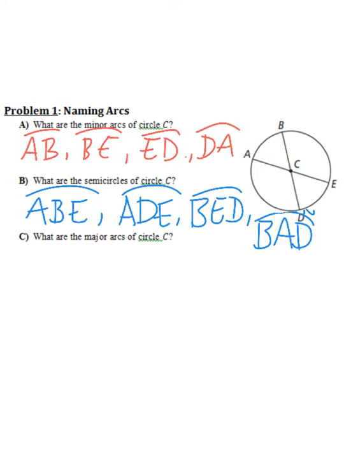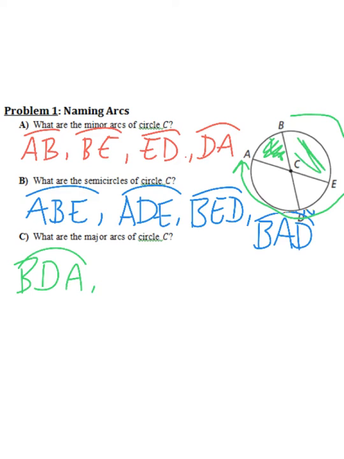When finding the major arcs, it might be easier to first label a minor arc so that we can find the major one that goes with it. So if I want to use this as my minor arc, this one between A and B, and I go all the way around this way, I can label that as BDA. If I want to use this as my minor arc, the one between B and E, I could go all the way around this way and have the arc BAE.